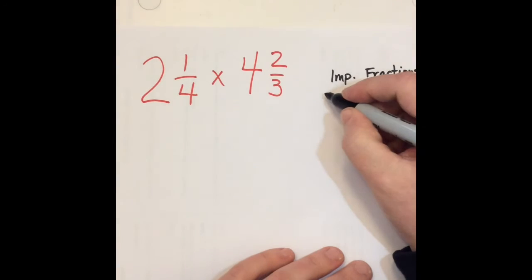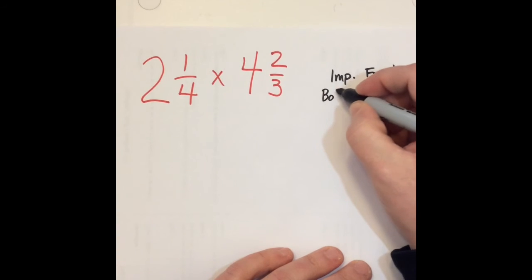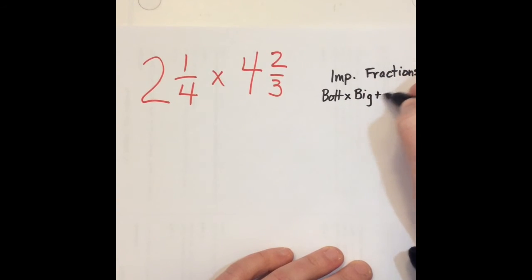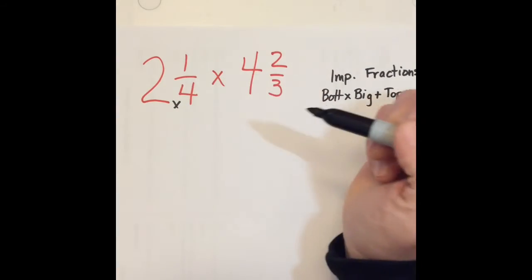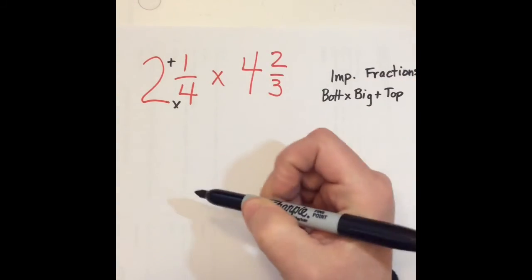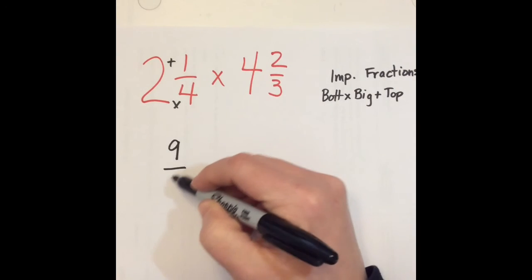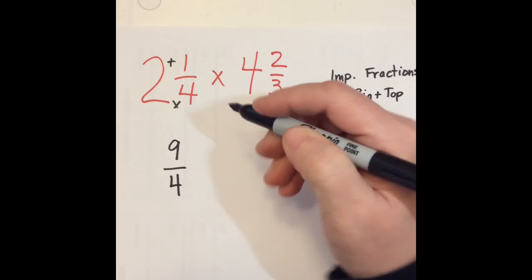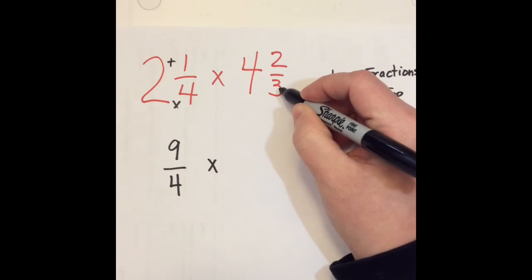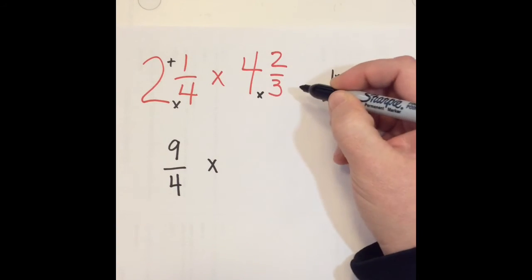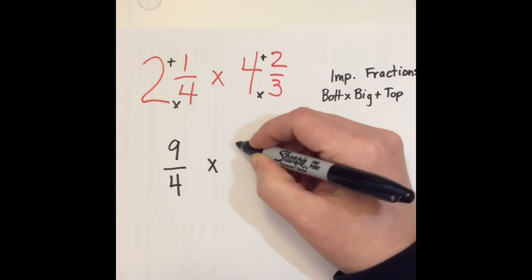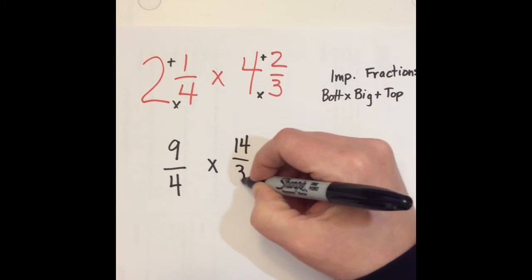So to do that, we take the bottom number times the big number, and we add the top number. So 4 times 2 plus 1, 9/4. The 4 stays the denominator. Now let's do that again for this fraction. 4 times 3 plus 2. 4 times 3 is 12, plus 2 is 14/3.